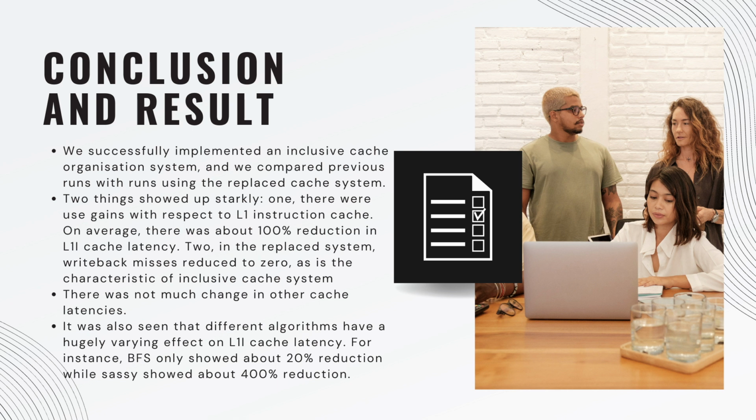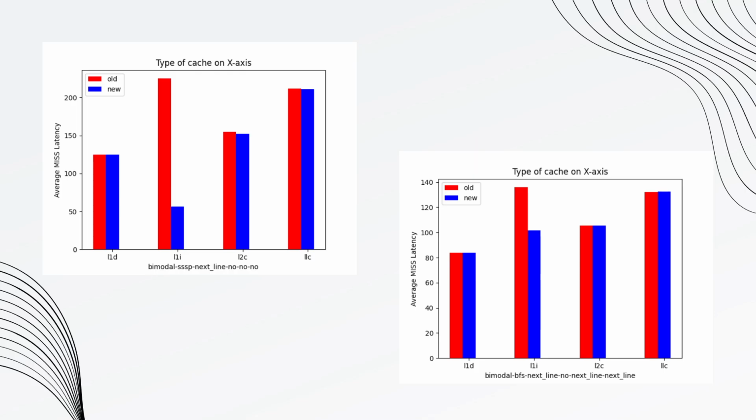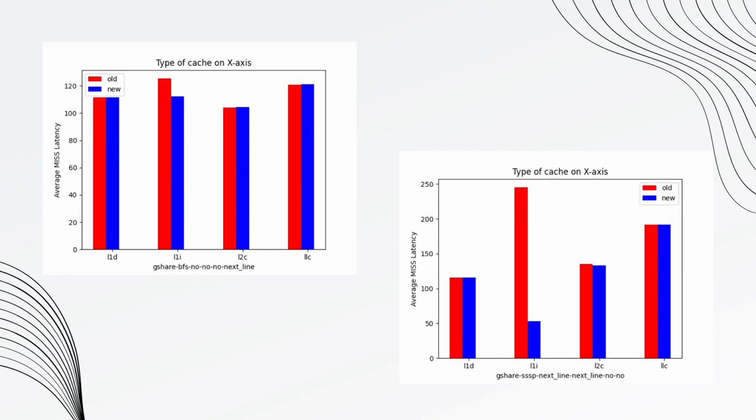We also see a lot of varying results, and these are algorithm specific. For instance, BFS doesn't show a lot of improvement, but in the case of SSSP, we see that the latency reduces by around 4 times. That is a huge improvement. So again, all of this is algorithm dependent, but a common theme across all algorithms is that the L1 instruction cache latency will always reduce.